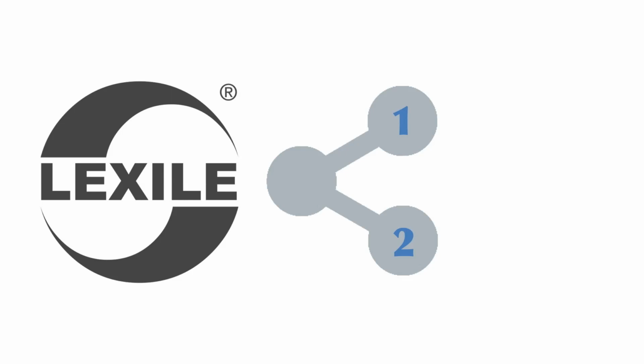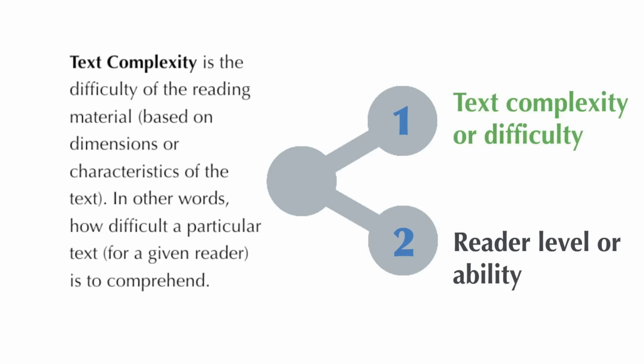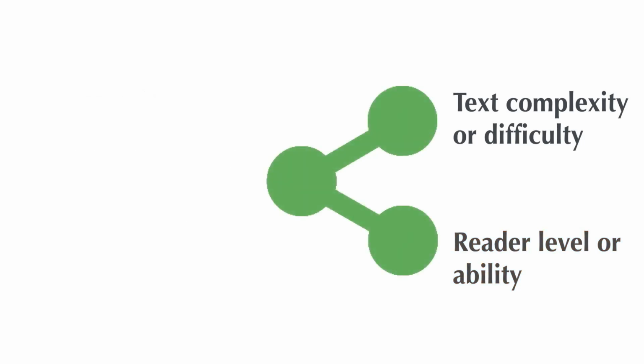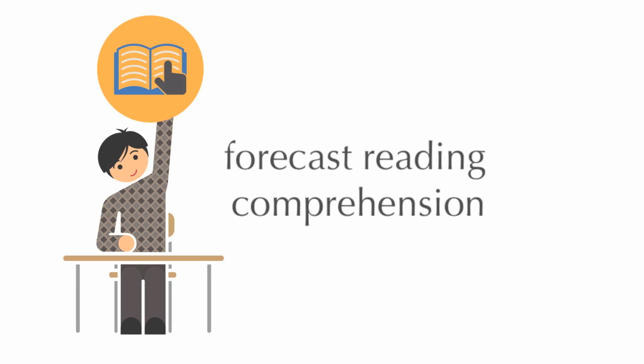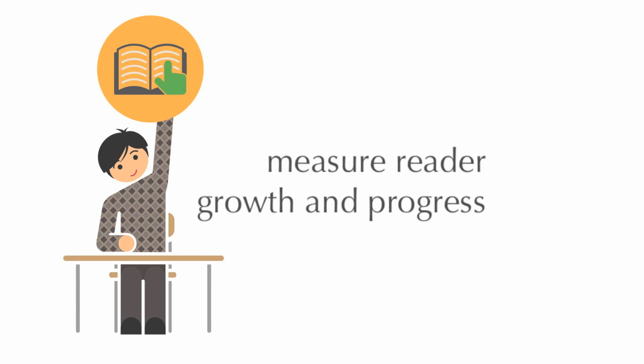The Lexile Framework is used to measure two separate constructs: text complexity or difficulty and reader level. Text complexity is the difficulty of the reading material based on dimensions or characteristics of the text. In other words, how difficult a particular text is for a given reader to comprehend. Reader level is the ability of readers to construct meaning from text as measured on tests and assessments. Based on the relationship between reader ability and text complexity, it is possible to forecast reading comprehension, differentiate instruction, and measure reader growth and progress.